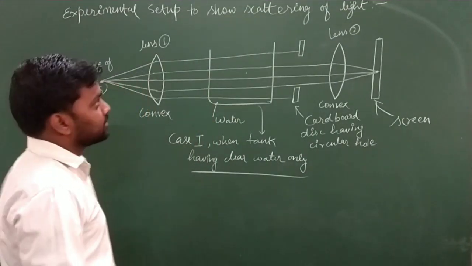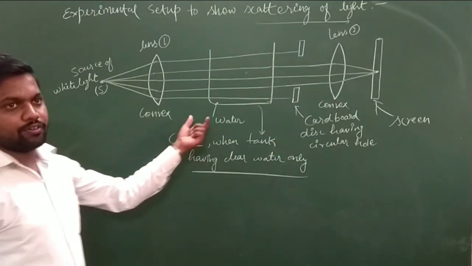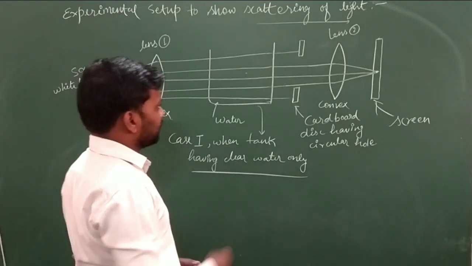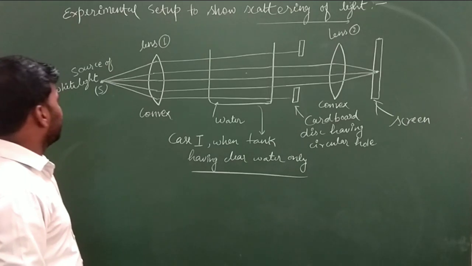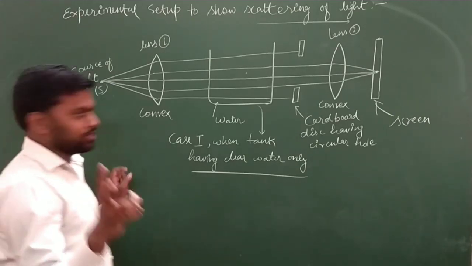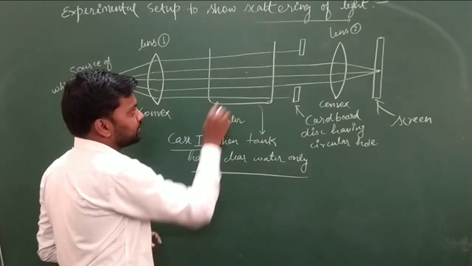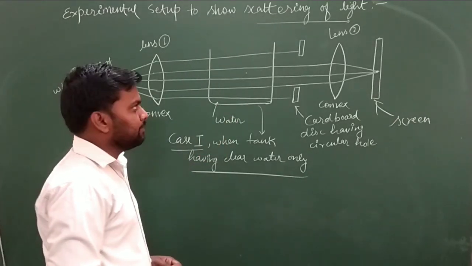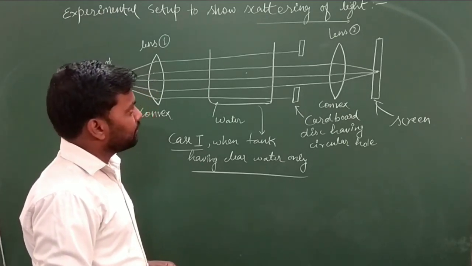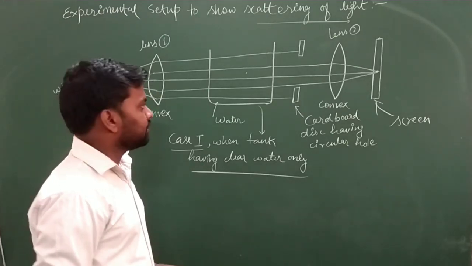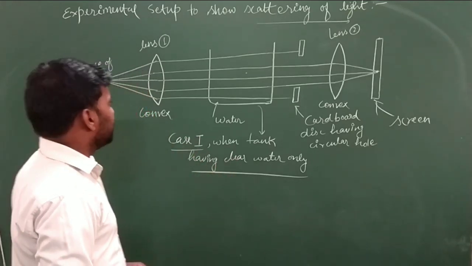So we need to show the scattering of light, that is, what happens when we throw light on a transparent water tank. It is made up of glass. Here we will take two cases. In case one, we will take only water inside the tank. There will be no particles inside the tank. And in case two, we will take some chemical inside the tank to show the scattering of light. Okay students, so let's start the experiment.